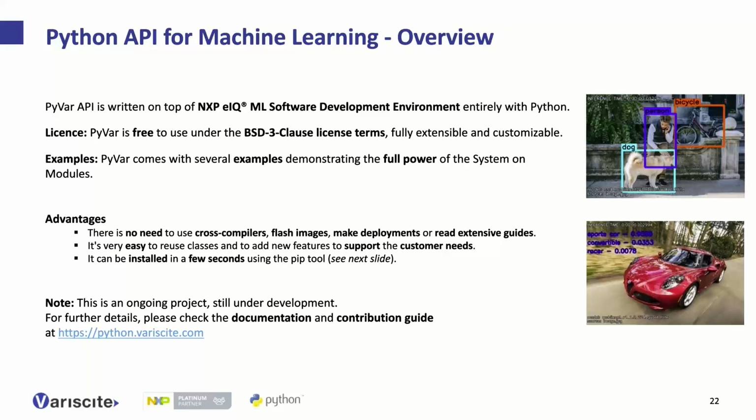PyVar comes with several examples demonstrating the full power of the NPU, the CPU, and the GPU. We have some advantages with PyVar. We don't need to use any cross-compile, fetch images, make deployments, or read extensive guides. It's very easy to reuse classes and add new features according to your needs. It's also very easy to install. Using the BSP from our wiki, you can just run a command and you are good to go.